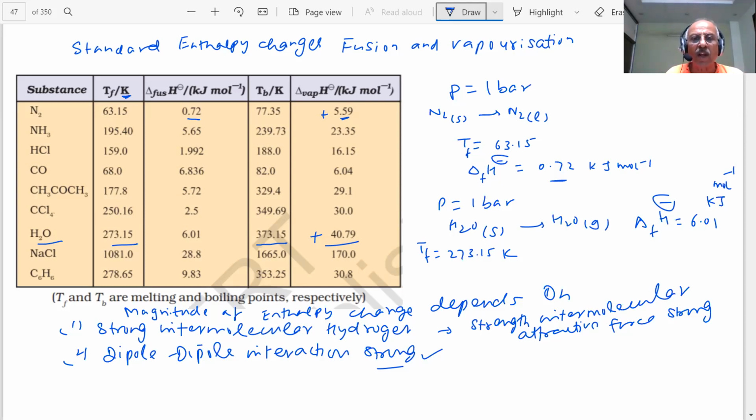Note it down. Note down, students. These are some of the values for some of the substances we have given. Even ammonia, you see the value is becoming high because here hydrogen bonding takes place. In NH3 also, 5.65. So note down, note down.